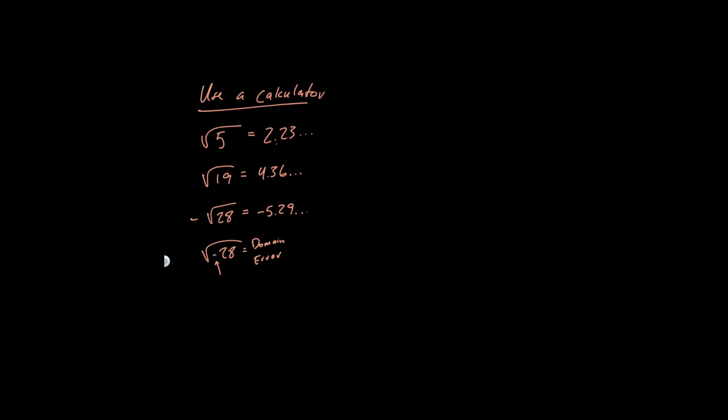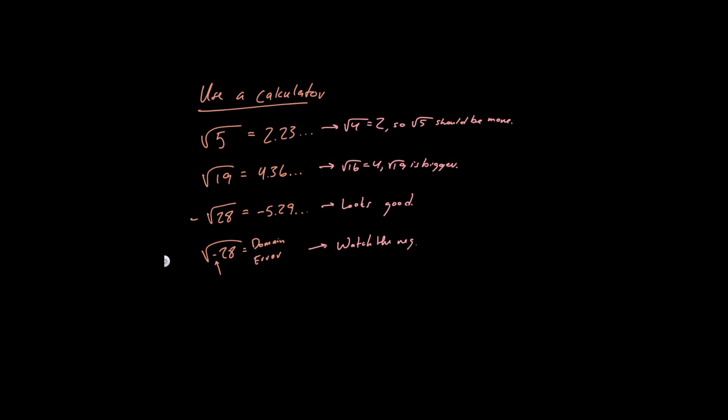If you're trying to guess what the number should be, square root of 5 is a little bit bigger than square root of 4. Square root of 4 is 2, so square root of 5 should be a little bit more. Square root of 19 is bigger than square root of 16, so it should be a little bit more, which looks good. Negative square root of 28, square root of 28 is 5, so a little bit more negative than that is negative 5 point something. So just make sure you watch out with the negative signs. If it's inside the square root, it's bad. If it's outside, it's okay.